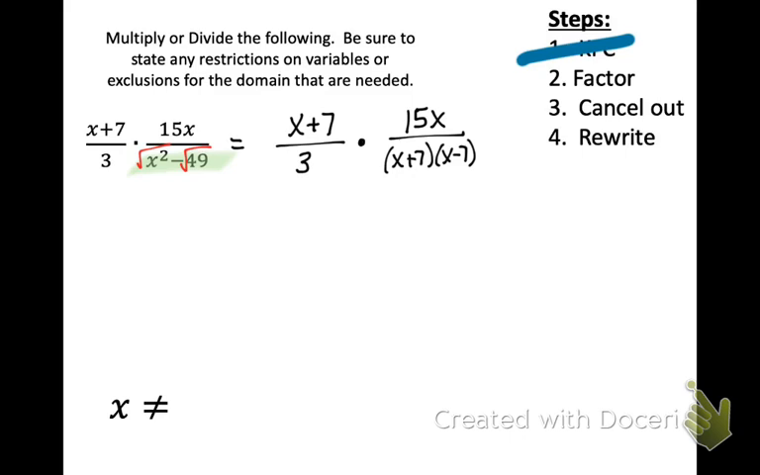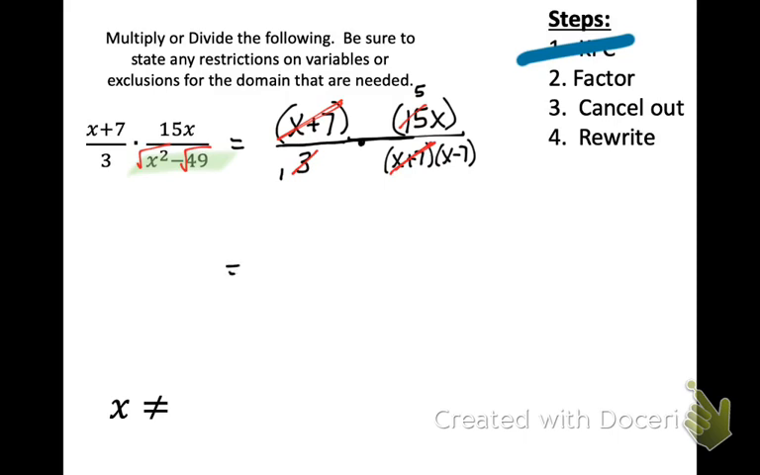Now think about this as one long fraction bar. Since I'm multiplying, I can make this one long fraction bar. These are all being multiplied together. I have an x plus 7 on the top and an x plus 7 on the bottom. Notice I can also simplify the 15 over 3. 15 and 3 are attached by multiplication, so they can be simplified out. I can divide both of them by 3. So if I do that, 3 divided by 3 is 1, and 15 divided by 3 is 5.